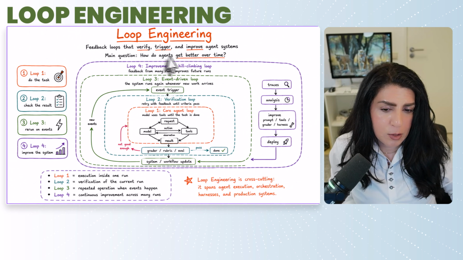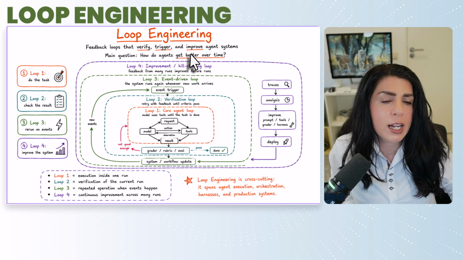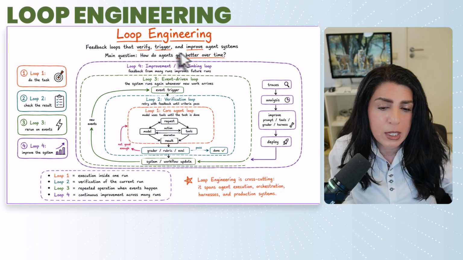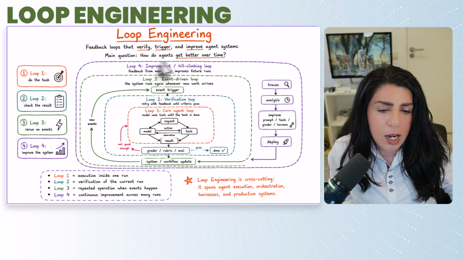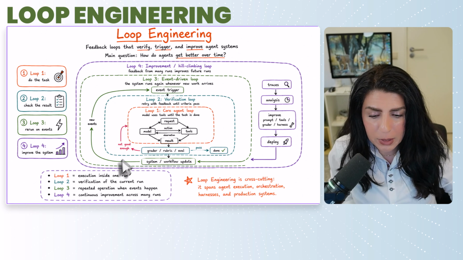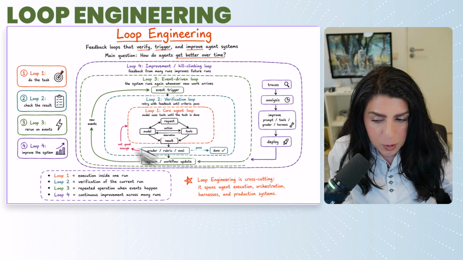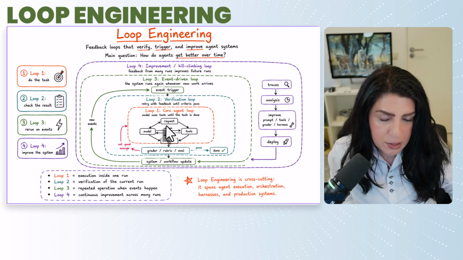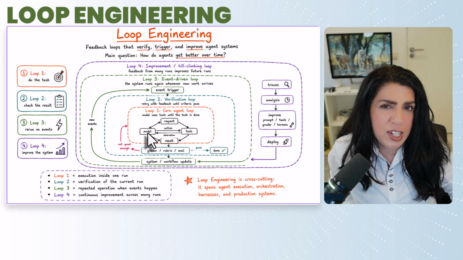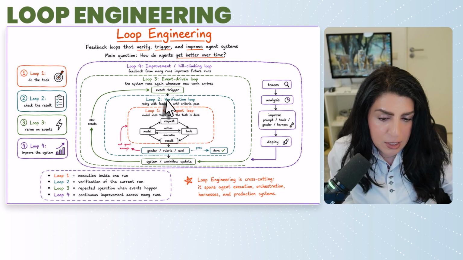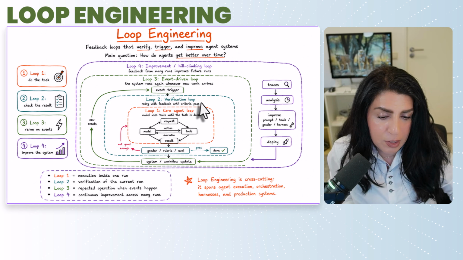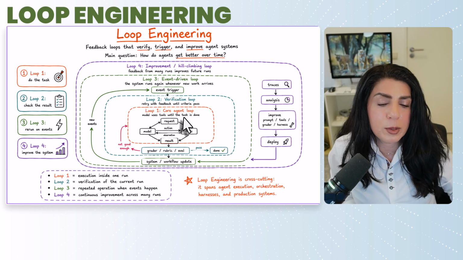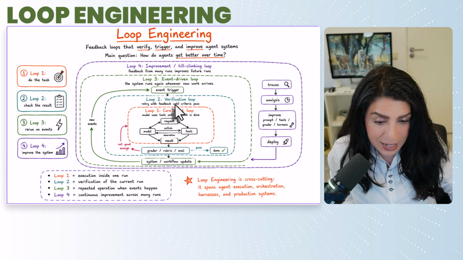In other words, loop engineering is where we get feedback loops that verify, trigger, and improve agentic systems. And the main question is how agents get better over time. In the first loop, just loop 1, we do the task. This is the task, the same as you have seen it. And we do some action or an observation that always existed. Then we have loop 2, where we have a kind of verification, retry with feedback until criteria pass.